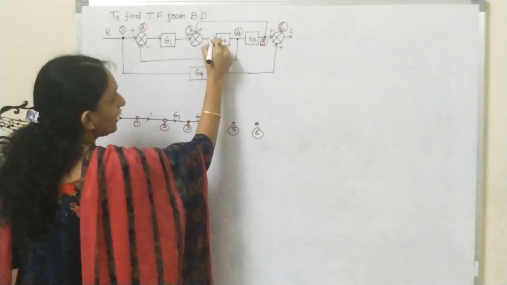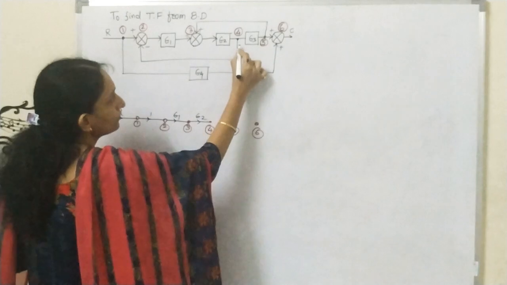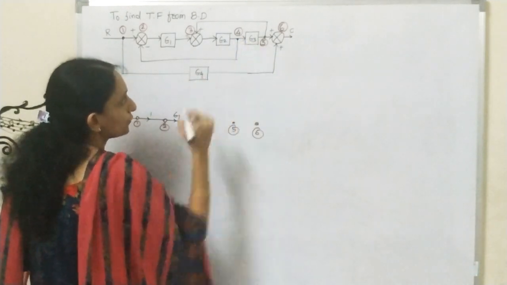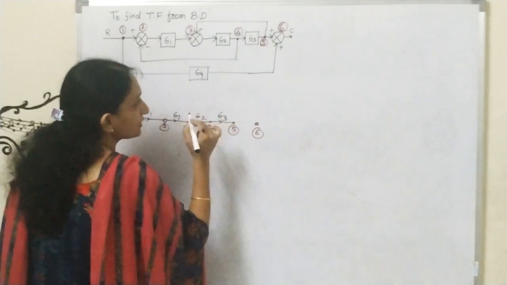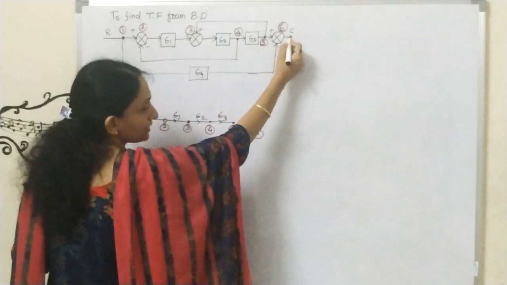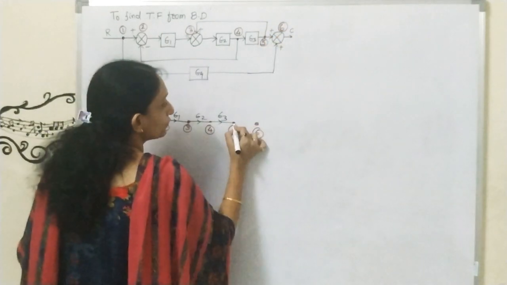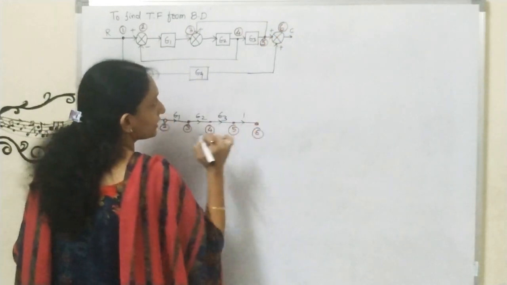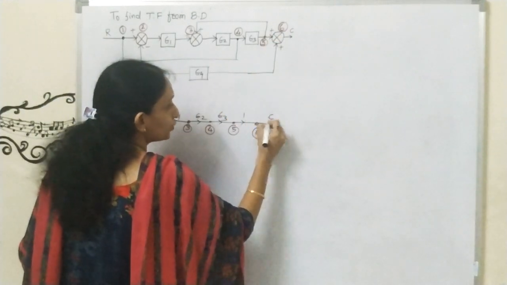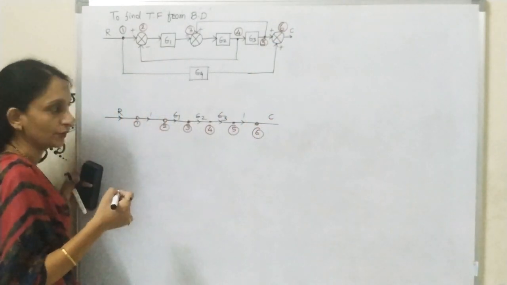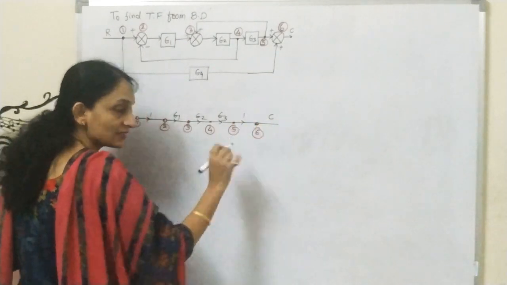See here direction is not given, but this is actually the forward direction. From 4 to 5 this is again forward direction. G3 is there, so I will consider G3 here. Then from 5 to 6 no gain is there, so we will show this with a unity gain. And what about this 6? After 6 that is nothing but output path or output signal, so you can show the node name as C also.